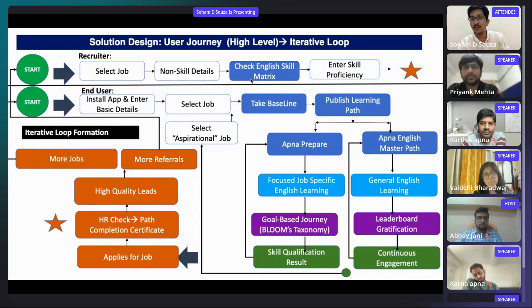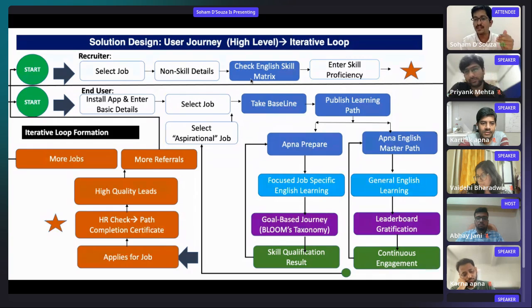Once a person has taken a baseline, we publish the learning path. These are the two features that I'm suggesting: Apna Job Prepare Path and Apna English Master Path, which I will go into in detail. The Apna Job Prepare Path is focused on specific job English learning, whereas the Apna English Master Path is for general, gradual-level English learning.